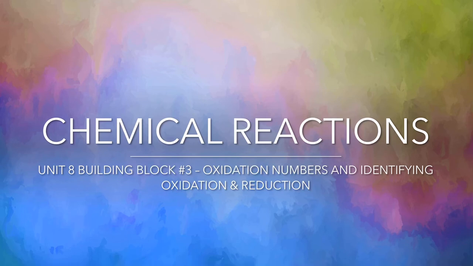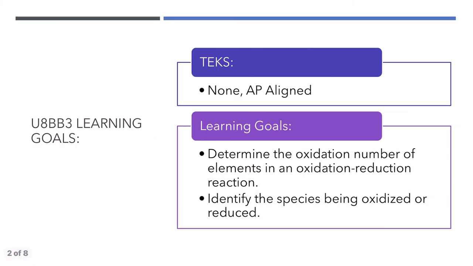Hey guys, this is Miss Bufford, and in this video we're going to talk about oxidation numbers and identifying oxidation and reduction. So your learning goals are to be able to determine the oxidation number of elements in an oxidation-reduction reaction and identify the species being oxidized or reduced. We will also identify the oxidizing agent and the reducing agent.